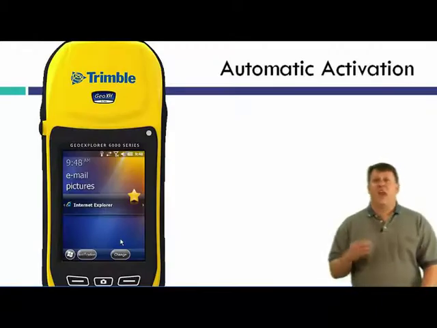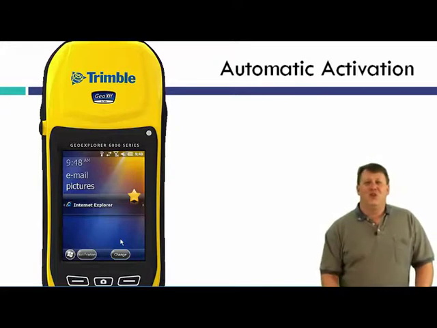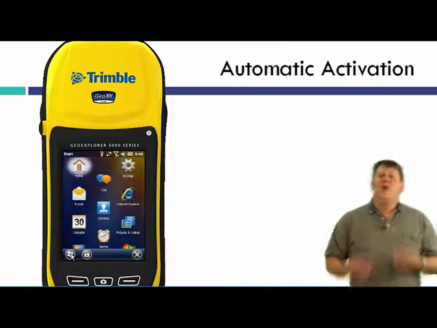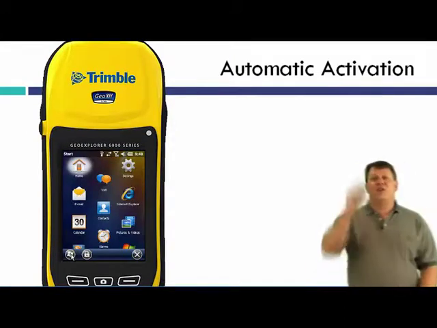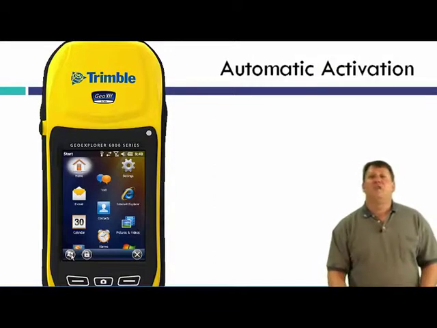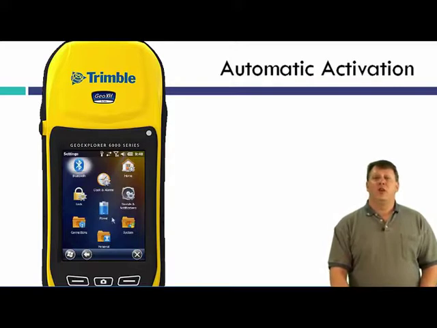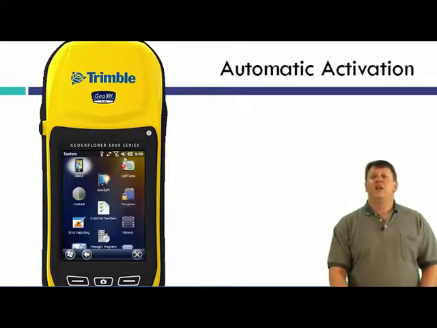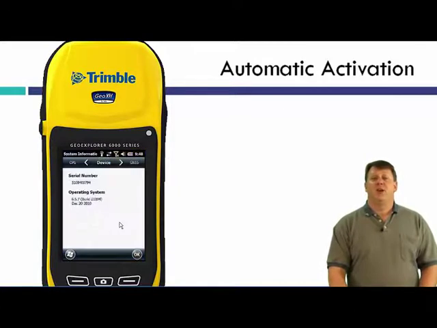Now that your attention has been turned towards the GeoExplorer series receiver, what you want to do is, using your stylus at the bottom left, tap on the start button. When you tap on the start button, we may have to flick or tap and hold our stylus and scroll up to find the settings icon. When we tap on the settings icon, the next thing we're looking for is the system folder. Tap on the system folder. Then you definitely want to flick or scroll up to find the icon for system information. Tap on your system information icon.